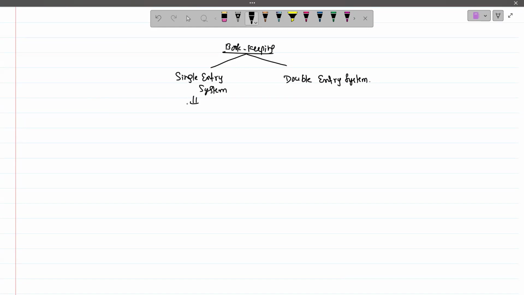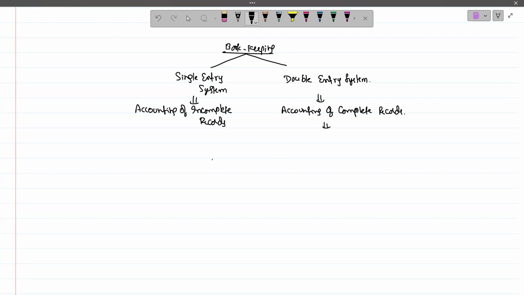In that case, in case of incomplete records, accounting is done by the single entry system. So the single entry system is the best method for accounting of incomplete records, and the double entry system is the best method for accounting of complete records. The single entry system we will discuss in later classes. First we will close the double entry system.